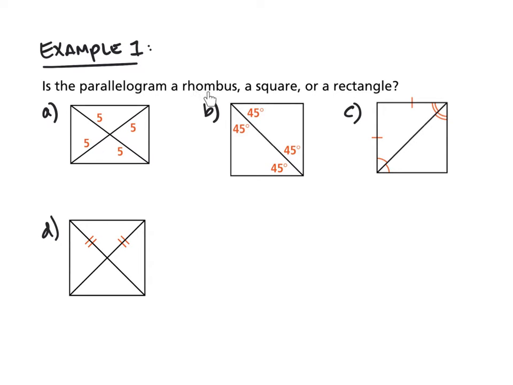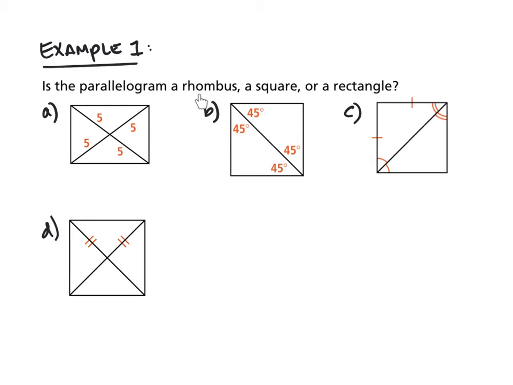So starting with a rhombus, we'd be looking for one of three things. Either we see that it fits the definition of a rhombus, because it has all four sides congruent, and by definition it would be a rhombus. But then the other two things that we could look for would be those theorems that we learned that show that a parallelogram would have to be a rhombus for other reasons besides the strict definition.